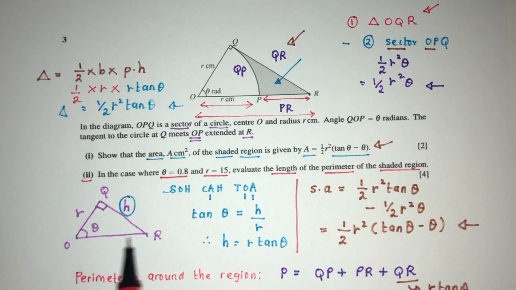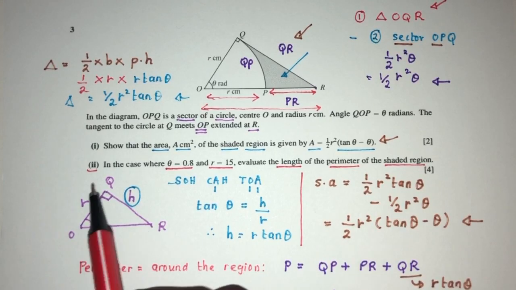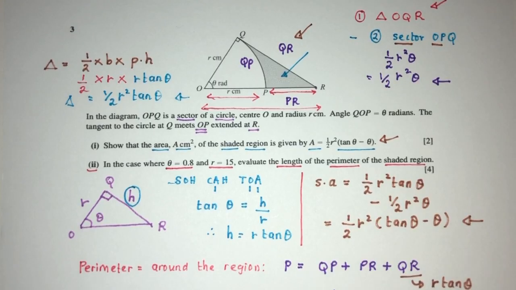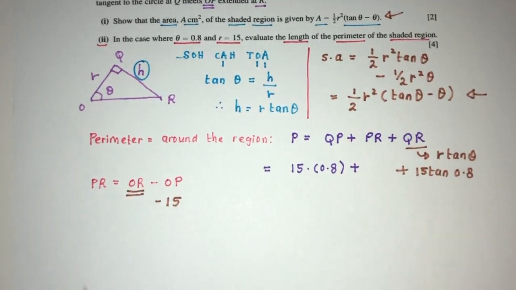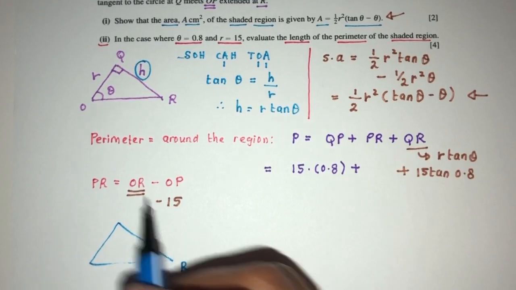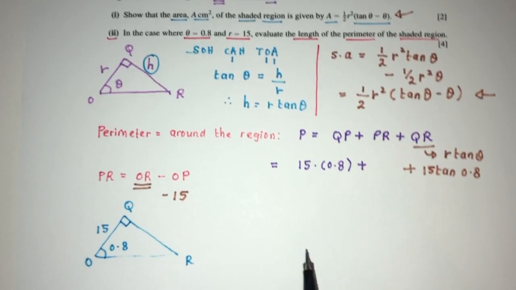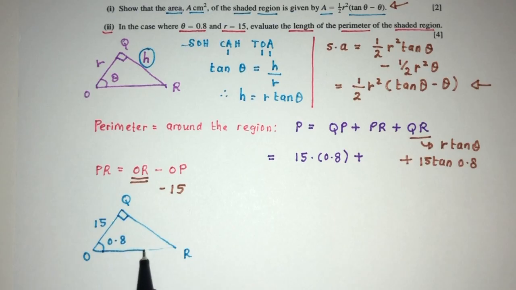Now if you observe here, to find OR, it is also pretty easy because we have a right angle triangle. We can use SOHCAHTOA again, or you can use the Pythagoras theorem. It is up to you. I can use SOHCAHTOA in this case, or the Pythagoras theorem. So let me try this method. So I have this right angle triangle. This is R. This is Q. This is O. This is the angle theta, which is now 0.8, as we have seen. This is the radius, which is 15. This is the right angle. And we're trying to find the length of OR. Let's call this the value of x.